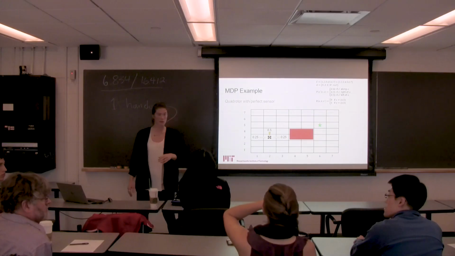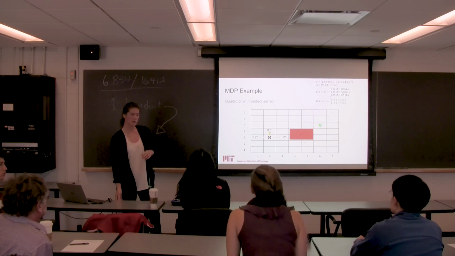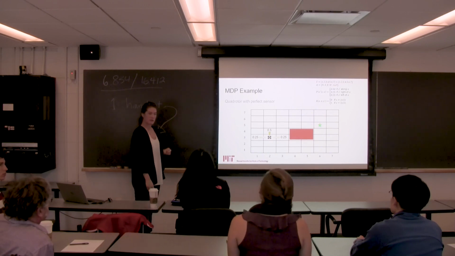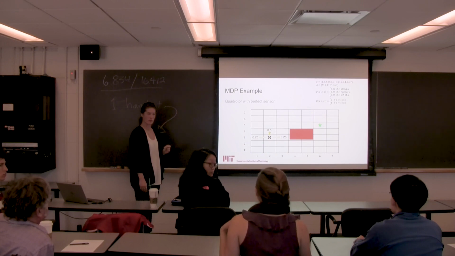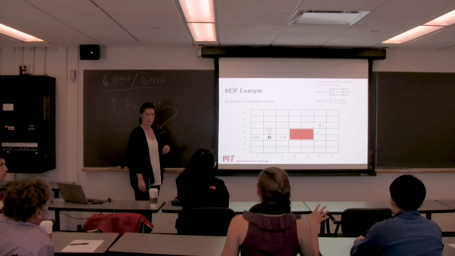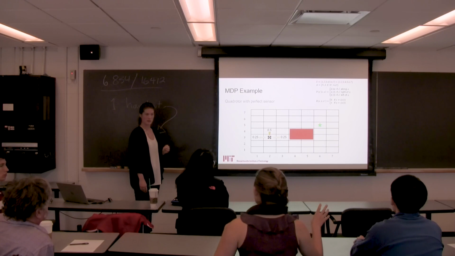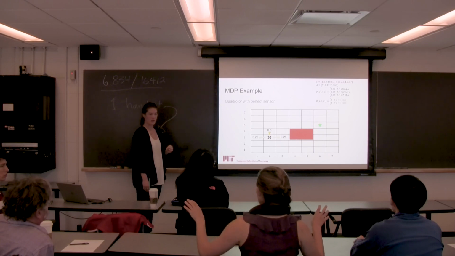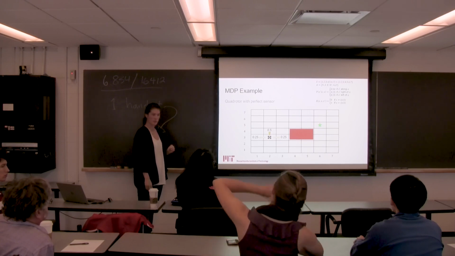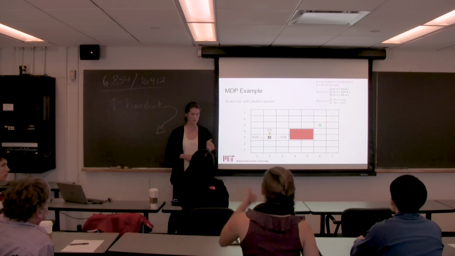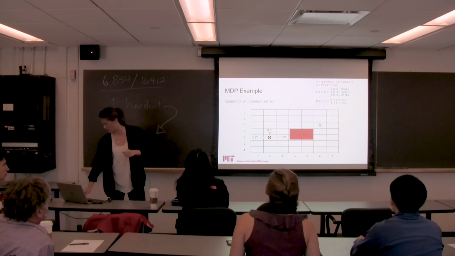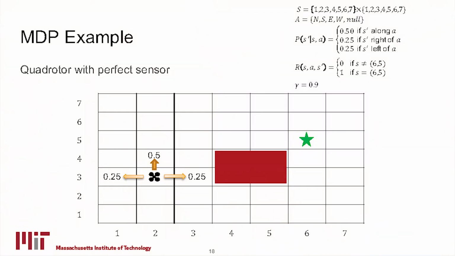Go ahead. When you say you have a 25% chance of moving to the left or the right, is that clockwise and counterclockwise of where you plan to go? Like, let's say you plan to go to the right, would that mean you have a 75% chance of going to the right and 25% chance of going to the left, or would it be this way and 25% up and down? We said clockwise, counterclockwise from the intended direction of action. Okay, thanks. And finally, we gave ourselves a discount factor of 0.9.